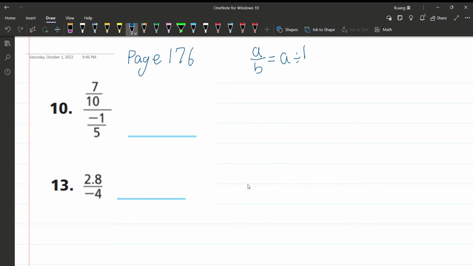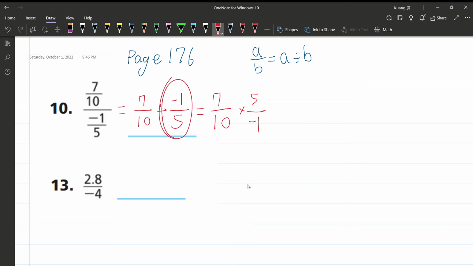So first you can write this fraction into 7/10 divided by negative 1 over 5. If you divide by something, it equals multiplying by the reciprocal of that number. Reciprocal means flipped upside down. So you move 5 up, and negative 1 down, right? So dividing by this equals multiplying by the reciprocal of this. Okay, so this is multiply.